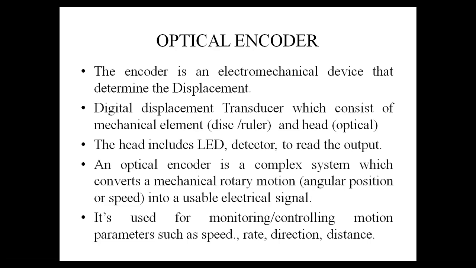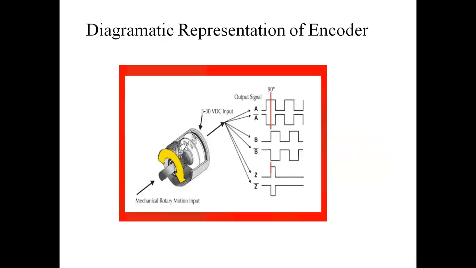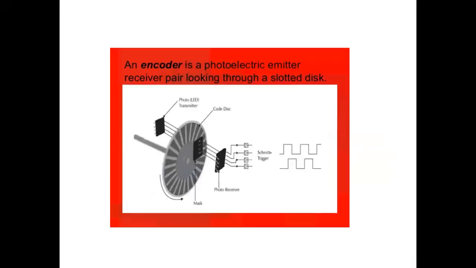Usually this is for the purpose of monitoring or controlling motion parameters such as speed, rate, direction, or distance. An optical encoder is a complex system which converts a mechanical rotary motion into a usable electrical signal. This is the diagrammatic representation. We have a mechanical rotary motion input and the output signal. We have an opaque area, transparent segment, LED assembly, sensing shaft, coded disk, light sensor assembly, and photo transistors.